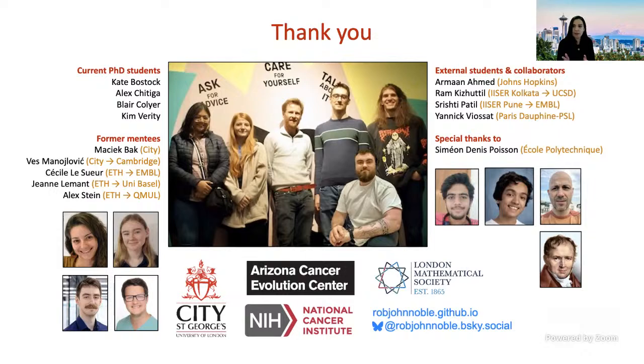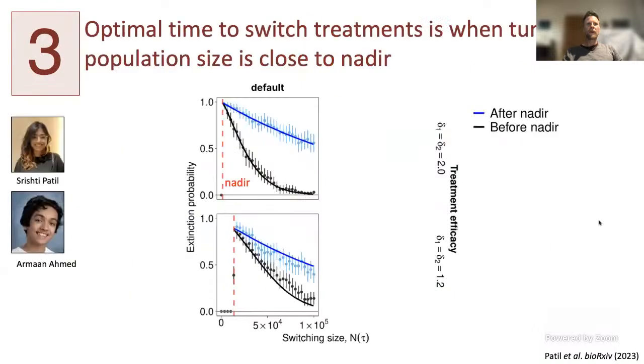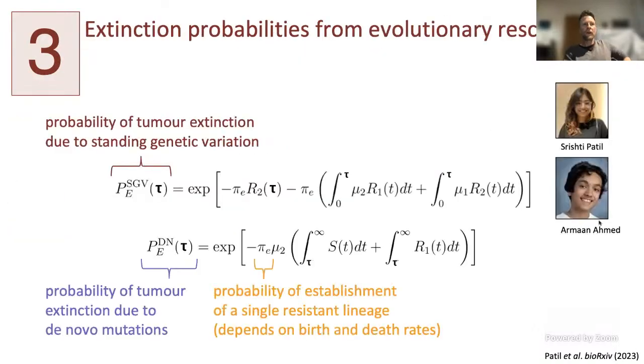So first is kind of a technical question. I was a little puzzled by, you have a probability of tumor extinction due to, say, standing genetic variation. Typically, I would think that pre-existing resistance would lead to tumor growth or relapse rather than tumor extinction. So how should I think about that? This slide, you mean? Yeah.